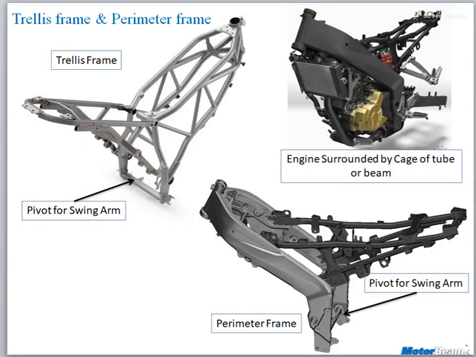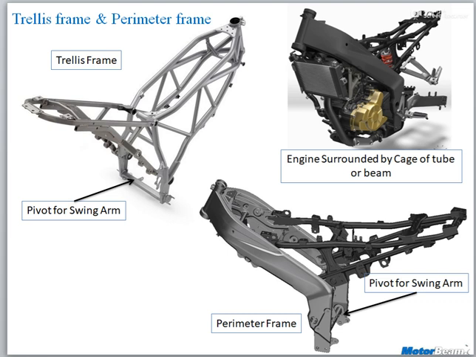Hello class. In this lecture we will see some other types of frame which are used in the two-wheeler chassis. The trellis frame and the perimeter frame are the frames we use in sports vehicles or high performance vehicles, or we can say in super bikes.